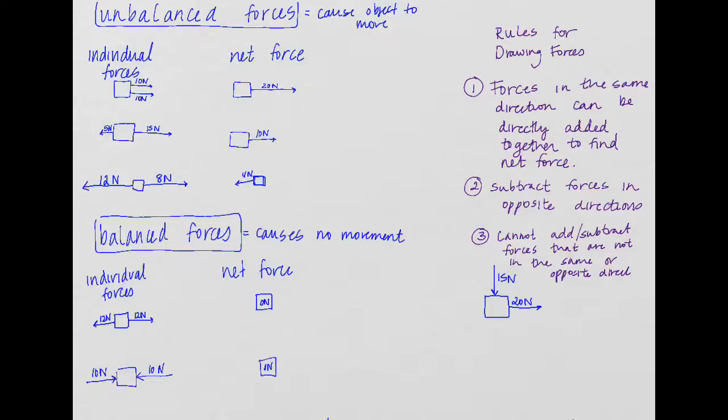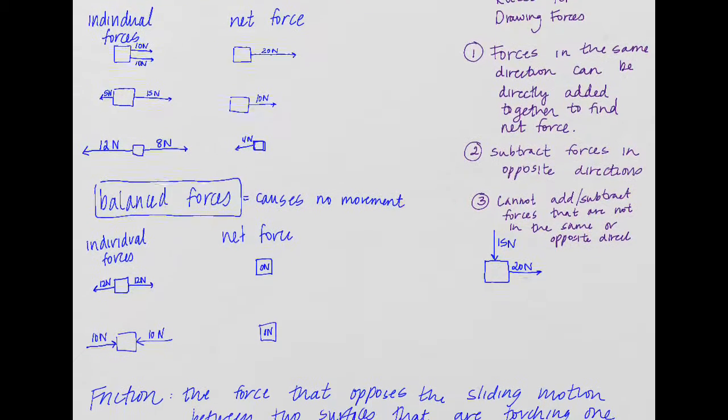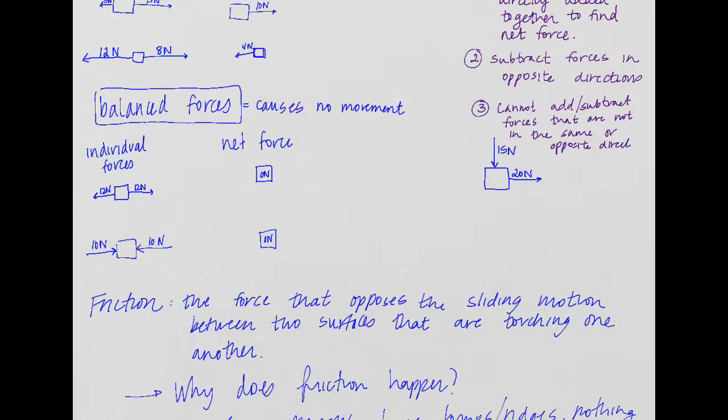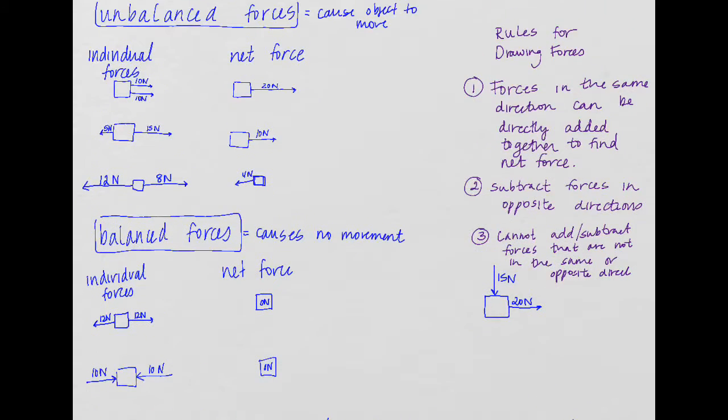in the rightward direction. All right, finally, our third unbalanced force down here, we have 12 newtons of force in the leftward direction and 8 newtons of force in the rightward direction. So we are going to subtract 8 from 12, and we get an unbalanced net force of 4 newtons to the left. All right? So all of these, because there's a force being exerted on the object, they're all moving. This one's moving, this one's moving, this one's moving. This is different from our balanced forces, which cause no movement.